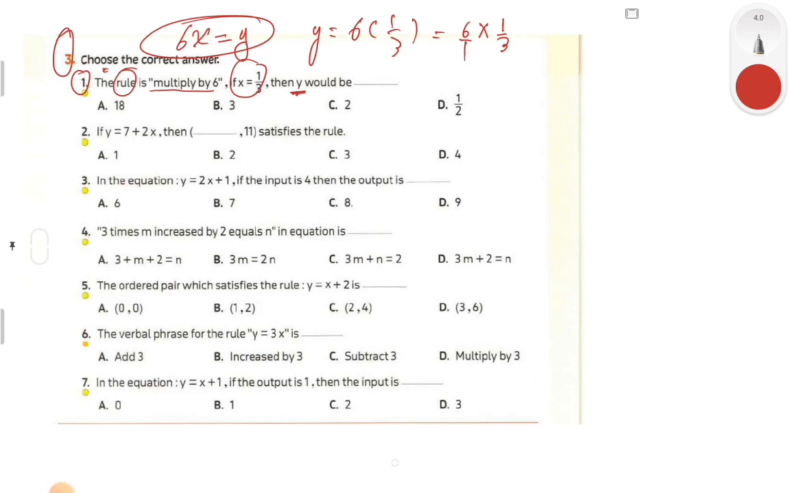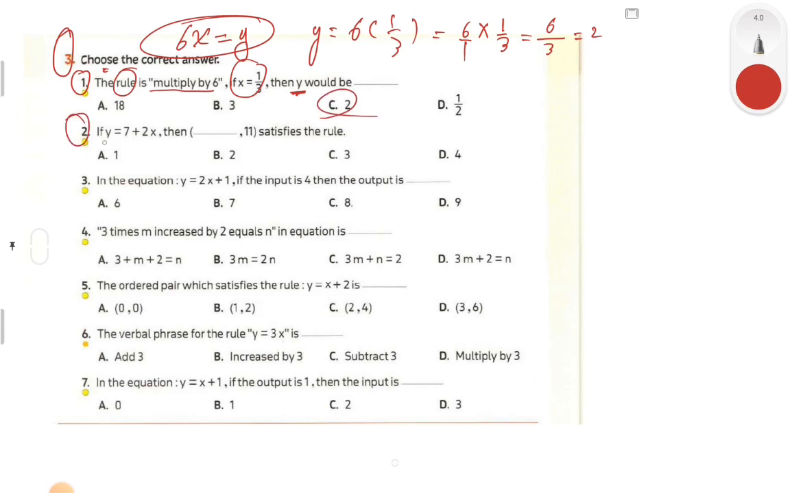We know about simplifying numbers with each other. I have 6 by 1 equals 6, 1 by 3 equals 3. Now 6 over 3 equal to y equal to.